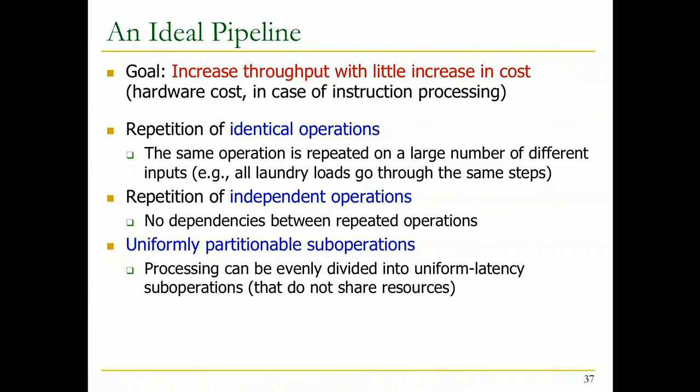Now, if for some reason decode is much faster, it doesn't need the entire clock cycle, you're really wasting that clock cycle, right? You didn't uniformly partition your sub-operations. As a result, you really pipeline things, but you really don't need that much time to finish that sub-operation, to finish the decode. So you wasted your clock cycle, which means that your pipeline is not balanced in this case.